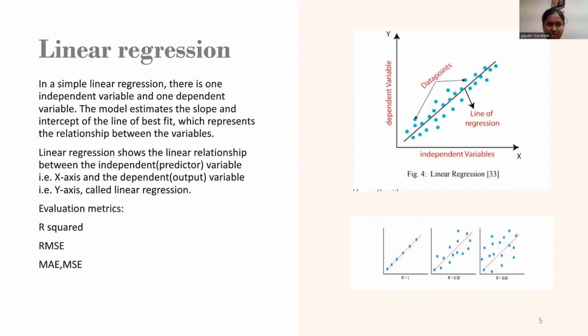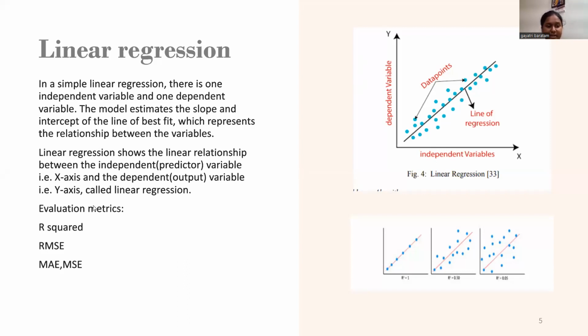Linear regression: here there is one dependent variable and one or more independent variables. Using that, we'll be drawing the slope and intercept. The slope defines that for 1 unit of the independent variable, how many units the dependent variable varies. Whereas the intercept predicts the dependent variable if the independent variable is 0. It shows the relationship between the independent and dependent variable.